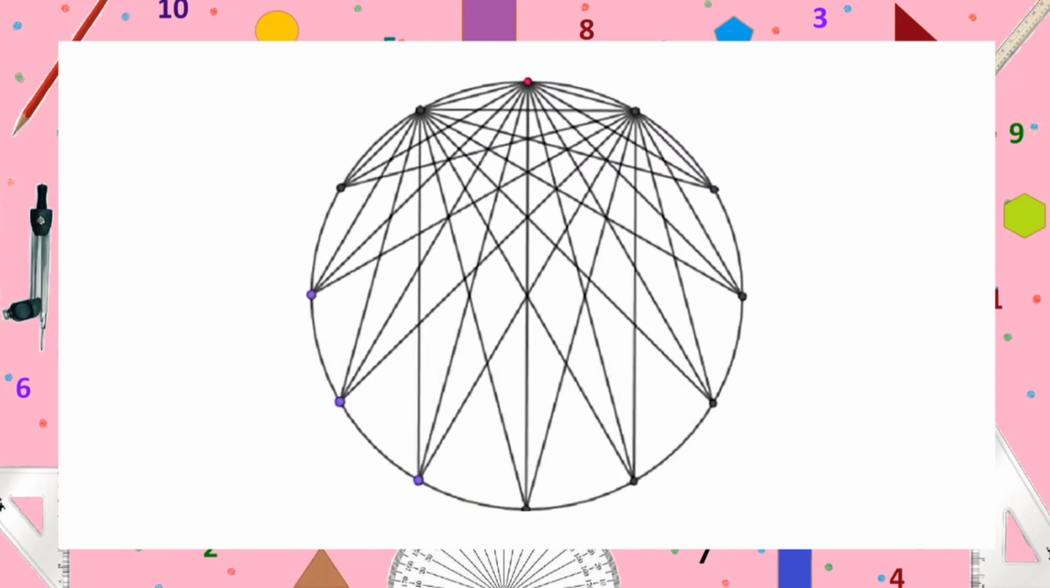Now, take the third point and repeat the same procedure. Draw lines from the third point to all the remaining points. Here, how many lines have we drawn? We have drawn only 9 lines. Why? Because we have already joined the second and third point and also the first and third point. Like this, you have to draw lines from each point. When you draw lines, you should be very careful.